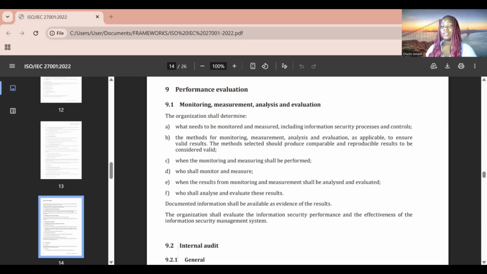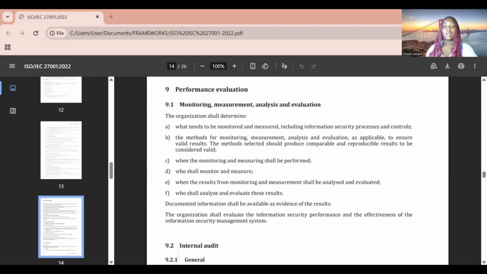An example of these processes to check: you have to monitor the access control permissions to know if they were rightly put in place, or check login attempts to know if someone who does not have access is able to log in to a particular system. You also check if they are complying with the policies. That is for Clause 9.1.